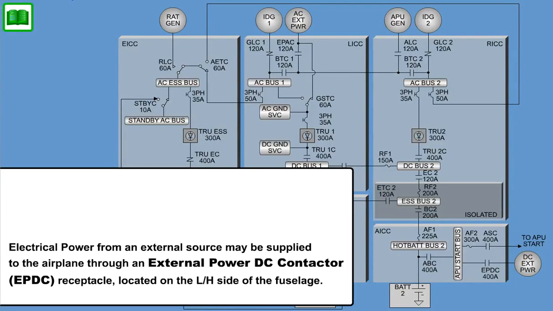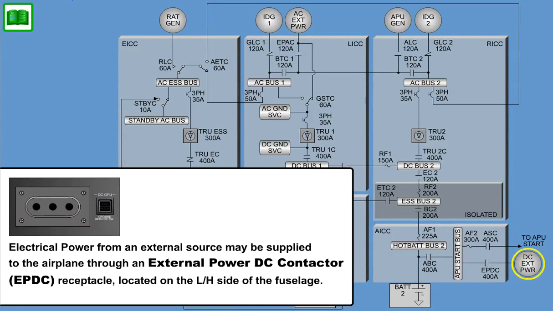Electrical power from an external source may be supplied to the airplane through an external power DC contactor, EPDC, receptacle, located on the left-hand side of the fuselage. It allows 28-volt DC to be supplied to the APU start bus for APU start. The external DC power is used to power the APU start bus.